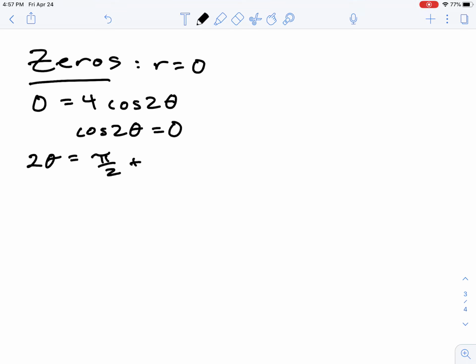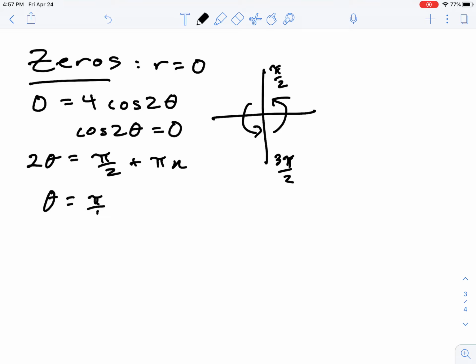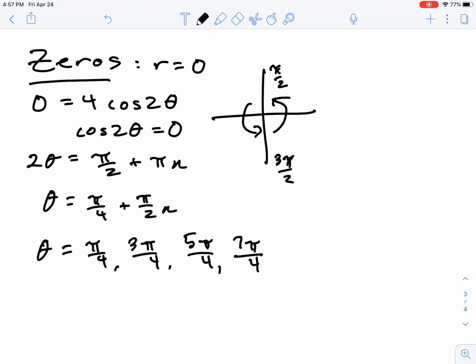So we're asking ourselves, for what angles of theta would cosine of 2 theta be equal to 0? Cosine is equal to 0 at pi over 2, or at 3 pi over 2, or at any of those coterminal angles, where it's hitting the y-axis. So we're expressing that as pi over 2 plus every pi iteration of it. So theta then is equal to pi over 4 plus pi over 2 n. Again, this is just a review of solving double angle equations. So let's express all the angles from 0 to 2 pi that fulfill this. We can say that theta is equal to pi over 4, 3 pi over 4, 5 pi over 4, and 7 pi over 4.